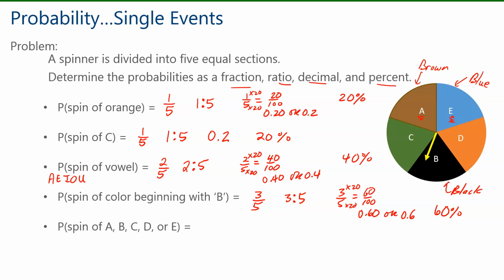What is the probability of spinning A, B, C, D, or E? That's all 5 sectors. So if we spin our spinner, we got to get one of them. Therefore, the probability would be 5 out of 5, or you could say 1 out of 1, or probably even better, just 1. As a ratio, I would express it as 1 to 1. In terms of a decimal here, we would just write the whole number, 1, and our percentage, of course, there's a 100% chance that we're going to spin one of those 5 letters.